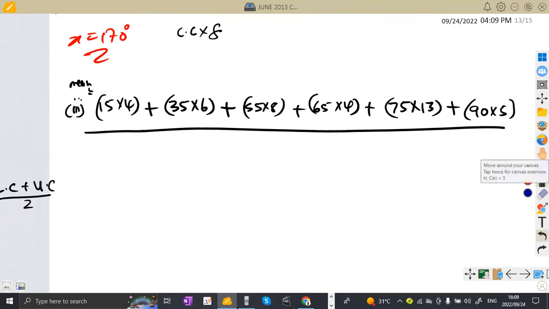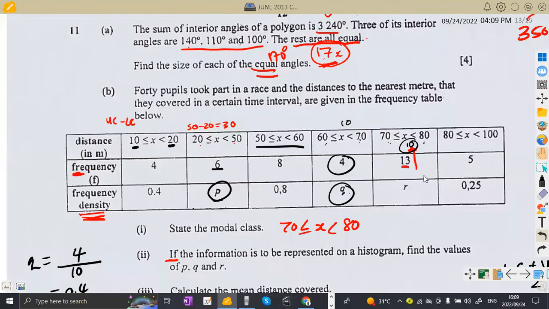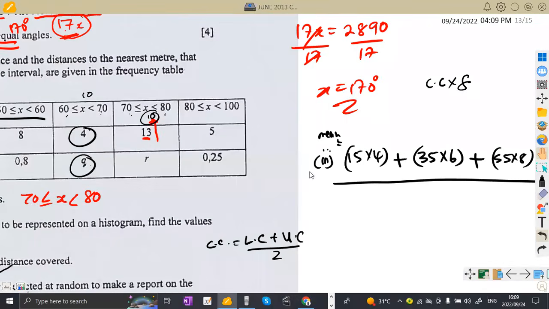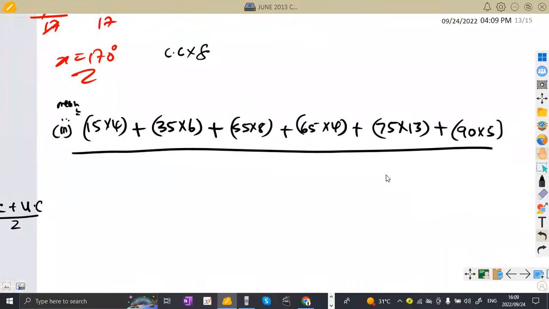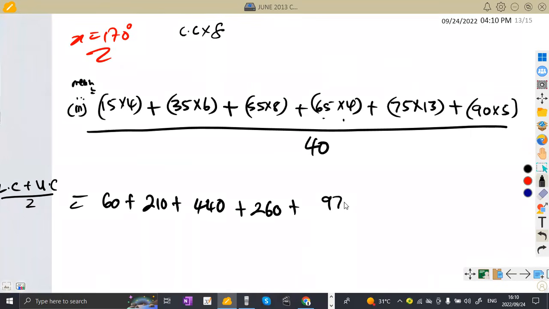We are not calculating the total again because we were given the frequency before, saying 40 people took this. So everything here is out of 40, and you divide by 40. So that's it, guys, about the mean. You multiply here, you get 60 plus 210 plus 440, then 65 by 4, which is 260. Add everything up to the last one, plus 975, plus 450, everything over 40.